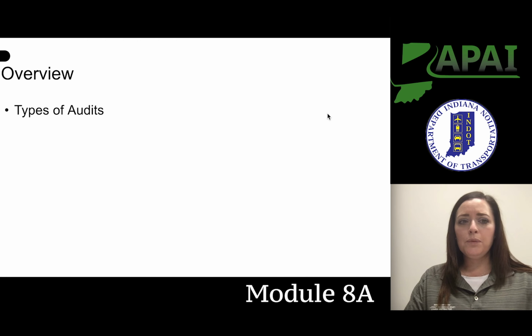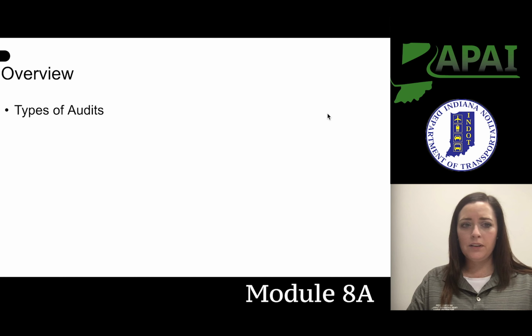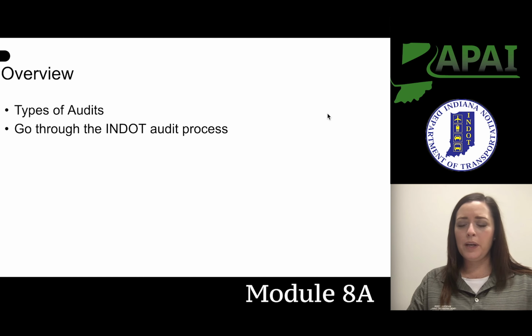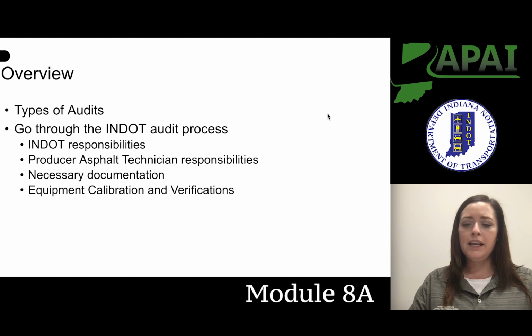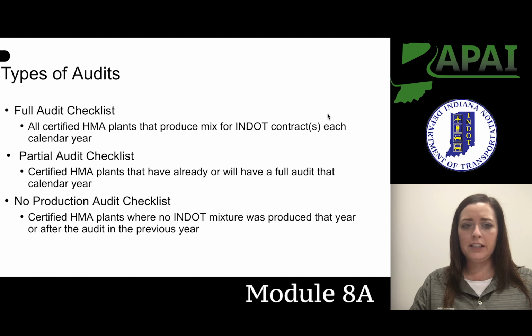As an overview, we'll go over the different types of audits there are. We'll go through INDOT's audit process. Going through that process, we'll talk about what INDOT's responsibilities are and also what the producer asphalt technician responsibilities are. We'll talk about the necessary documentation that both INDOT and the producer have to review during the INDOT process and the equipment calibration and verifications.